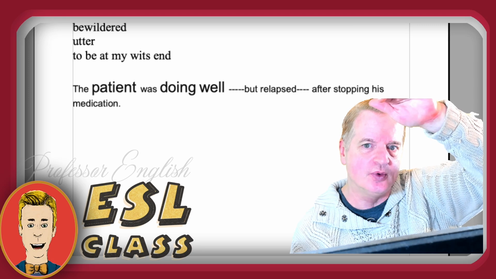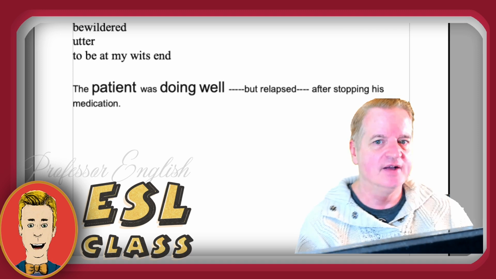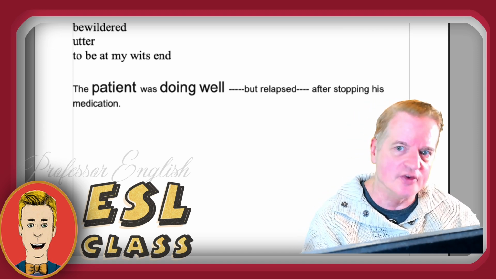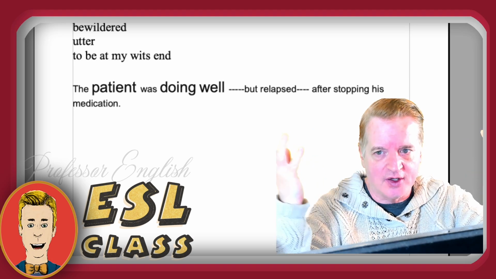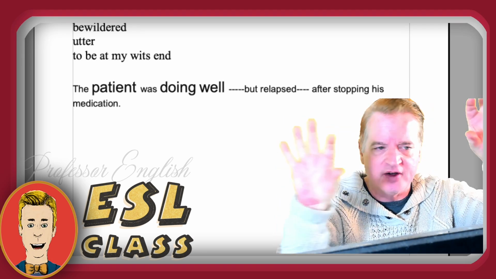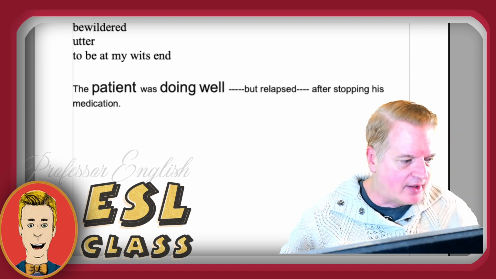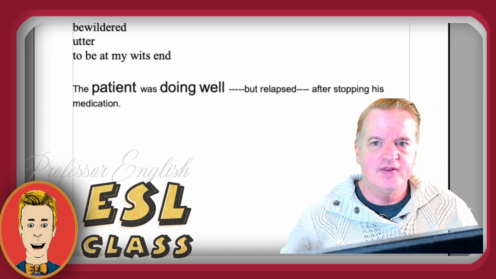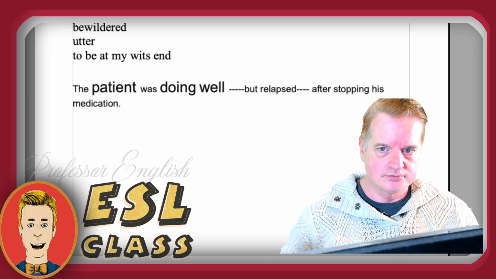The patient was doing well. So we're starting high with patient because it's the beginning of a phrase. And normally you start with a high tone. And we're going to keep it high until we get to the word well. And then we're going to drop down. So, well, you fall down. The patient was doing well.